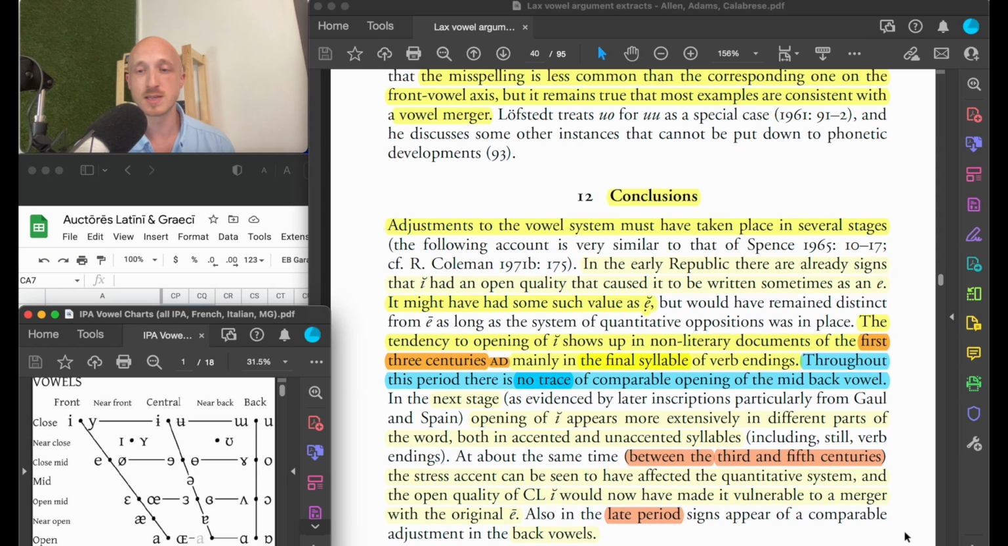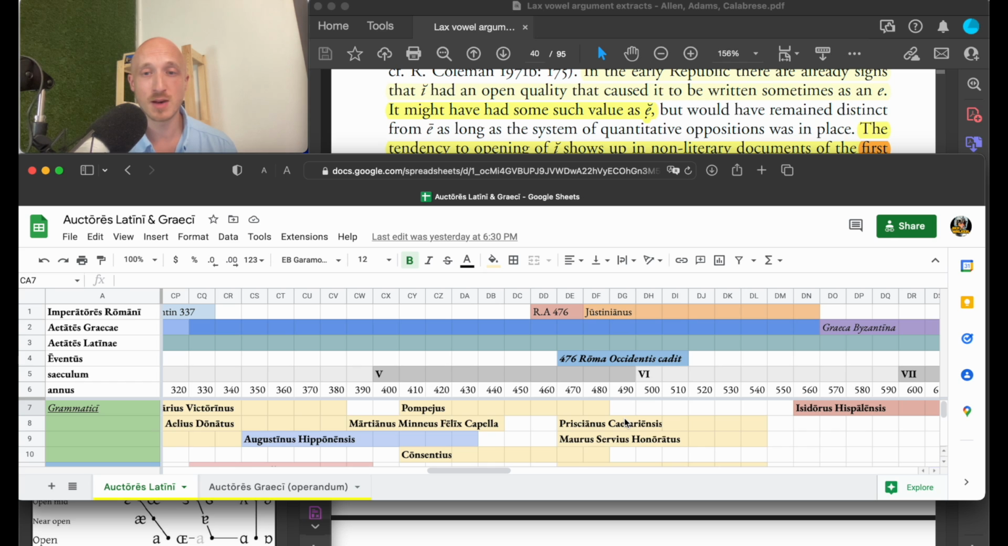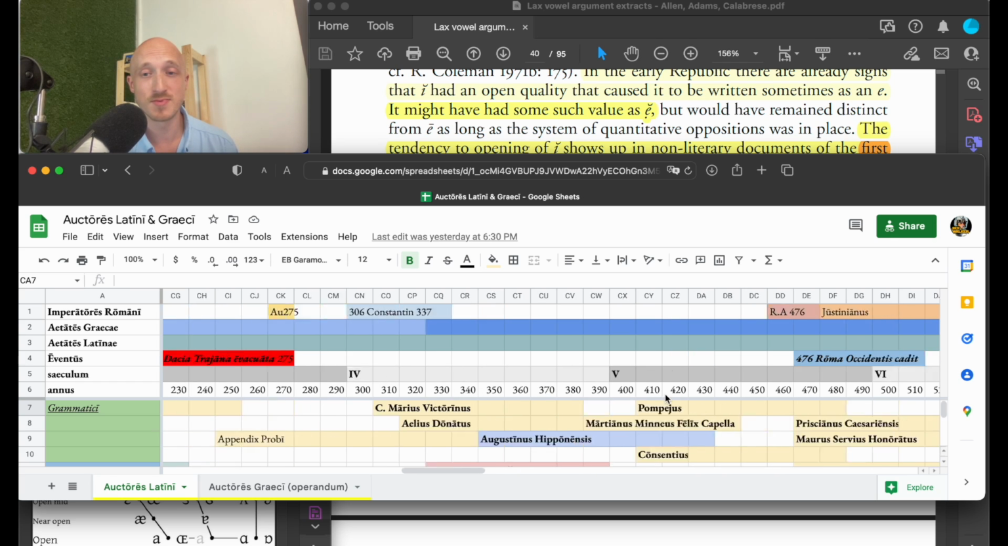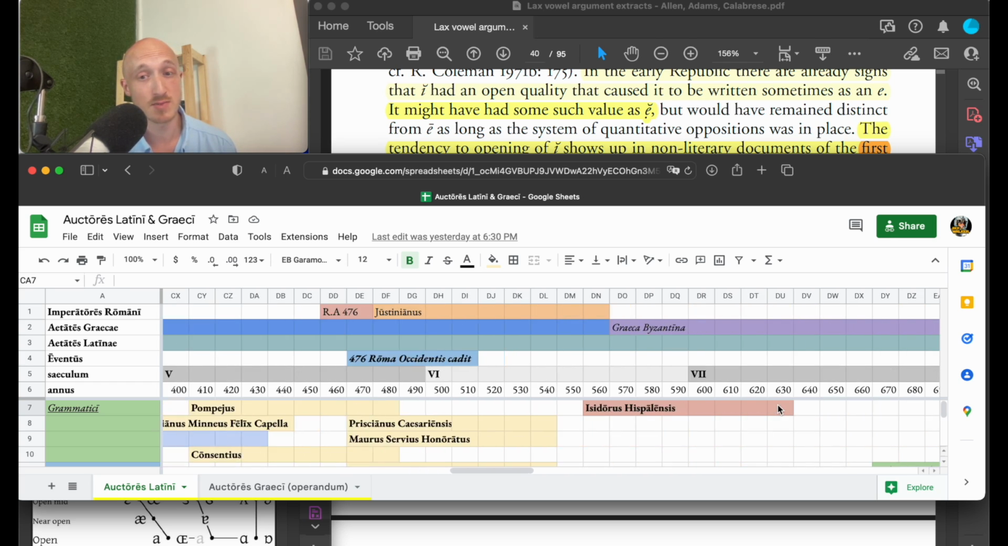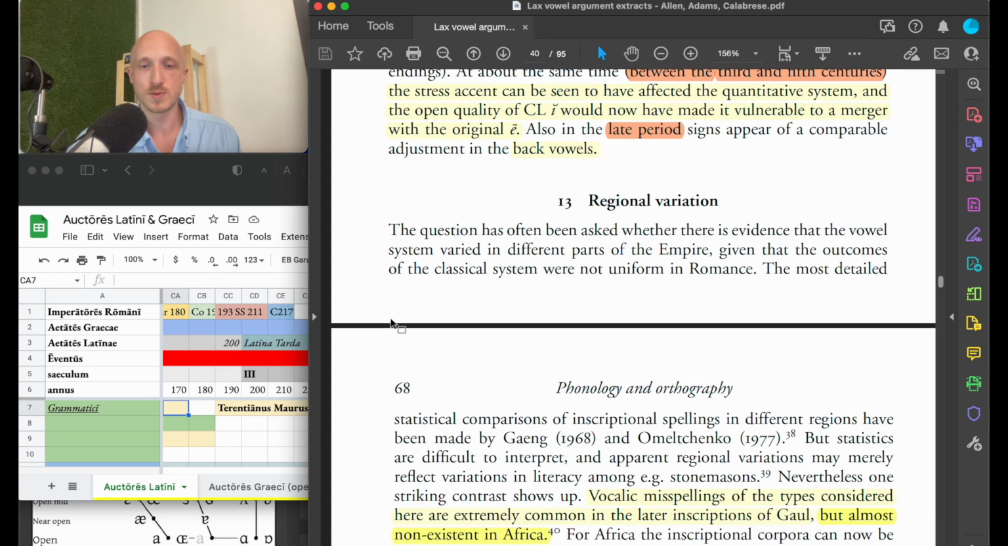Also, in the late period, signs appear of a comparable adjustment in the back vowels. So, the back vowel change, 4th, 5th, 6th century, 7th century, not before. And interestingly, Dacia is evacuated in the century prior. Romanian has the front vowel merger and other mutations, and none of the back ones that are found in the rest of Romance, excepting, of course, Sardinian and Southern Lucanian and North African. All right, so regional variation.